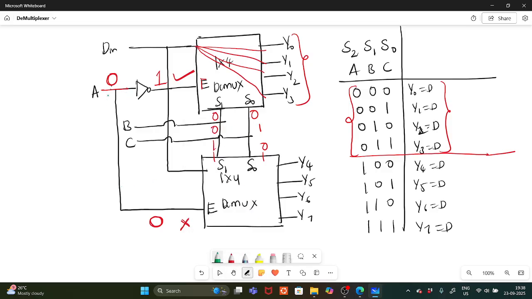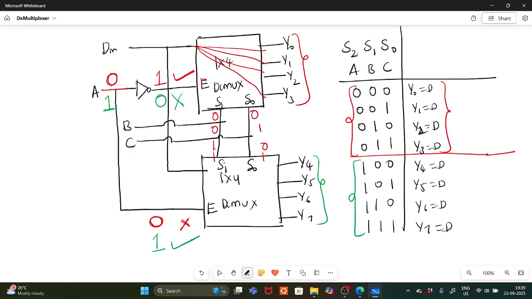Suppose A equals 1. This becomes 0, and this becomes 1. So in this situation, this one will be deactivated and this one will be activated. What happens in this situation with A equal to 1? These outputs will be in an invalid state.